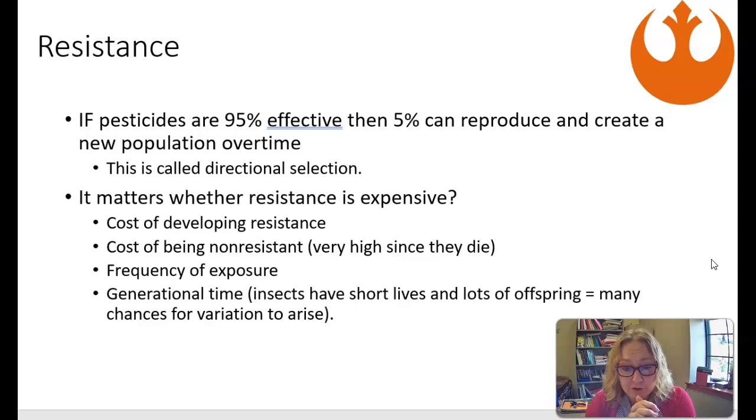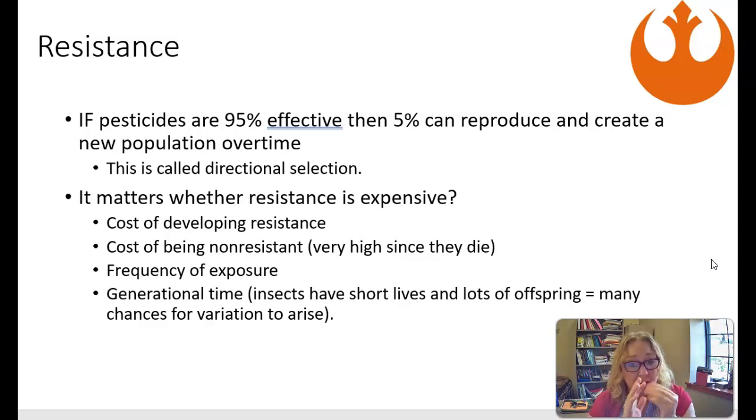So this matters because the cost of developing resistance is extremely high. The cost of being non-resistant is very high since you actually die. So how often is this field being sprayed? If it's being sprayed all the time, that's different than if it's being sprayed once a year. What's the generational time of a boll weevil? How long before there's a completely new generation of boll weevil? Insects tend to have short lives, but lots of offspring. So this means a lot more chances for variation.